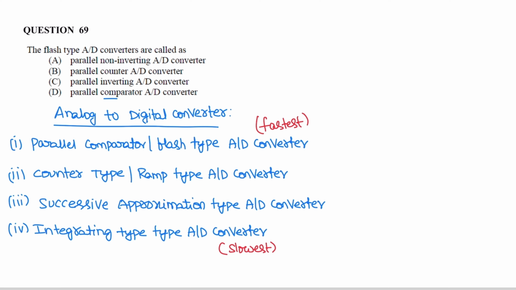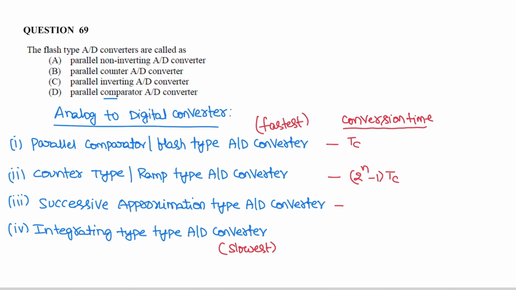For this flash type comparator or parallel type comparator, the conversion time is 1 clock cycle. Similarly, for counter type A to D converter or ramp type A to D converter, the number of clock cycles is 2 power n minus 1. The time it requires to convert an analog signal to digital signal is 2 power n minus 1.